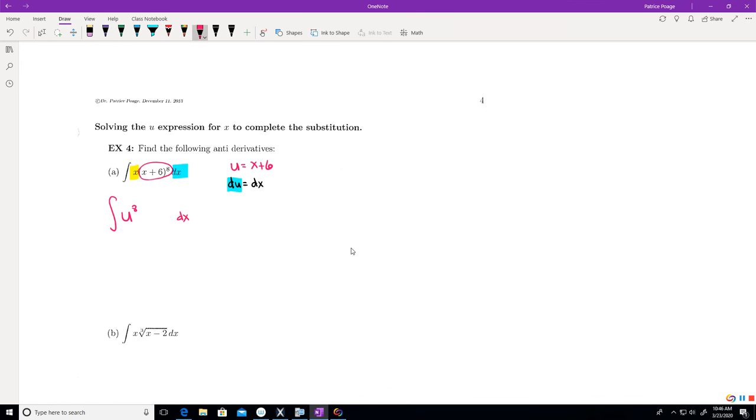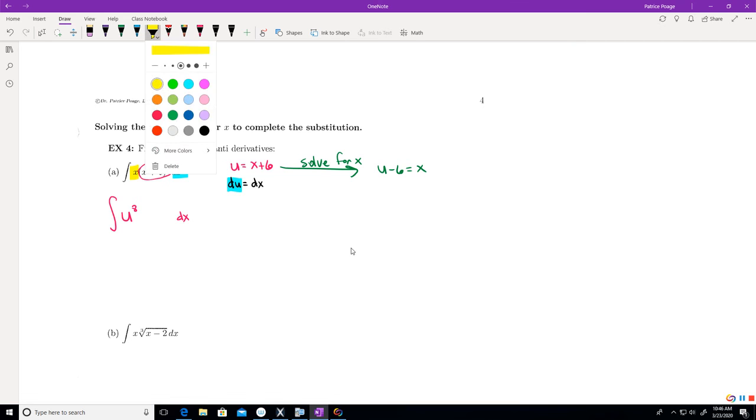But I still need to replace the x. So what I'm going to do is solve the u that I just found for x. I subtract 6 to the other side. And now I have a value for x. X equals u minus 6. And I was able to replace all 3 parts.